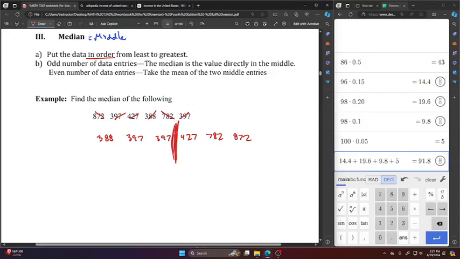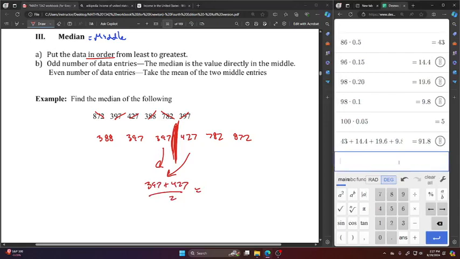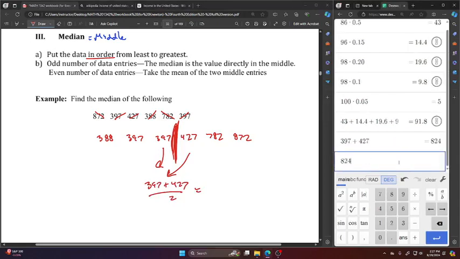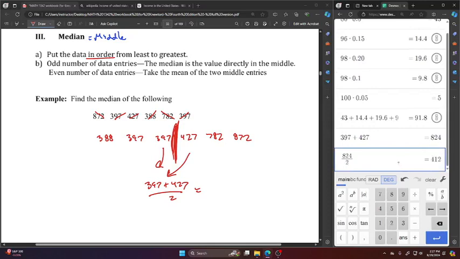Now, if it were actually just a single number, I would just say that's the number. But I have to now take the average. So how do I take the average of these guys? Add them up, divide by 2. Exactly. Let's do that. 27, 2. There you go. Oh, I messed up again. 412.